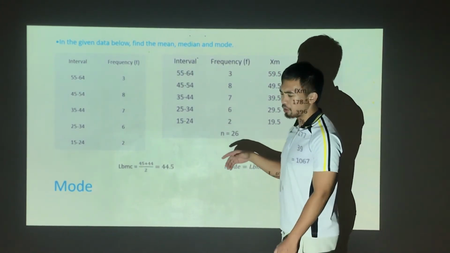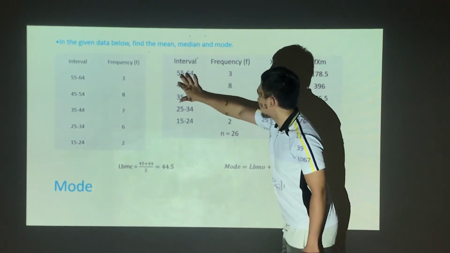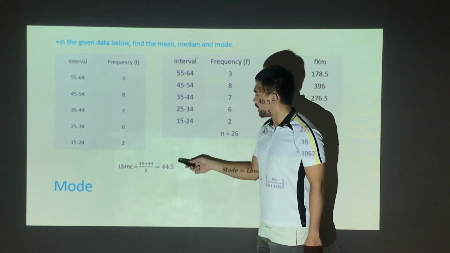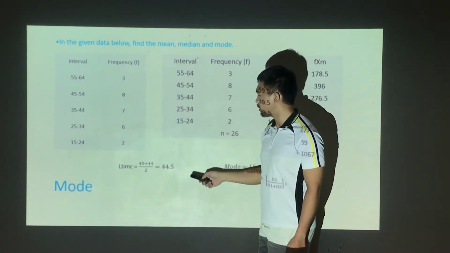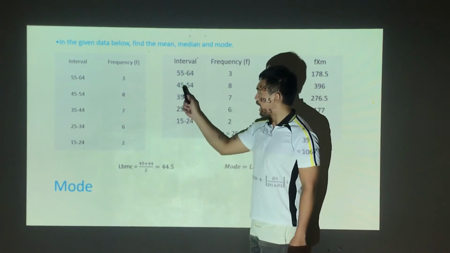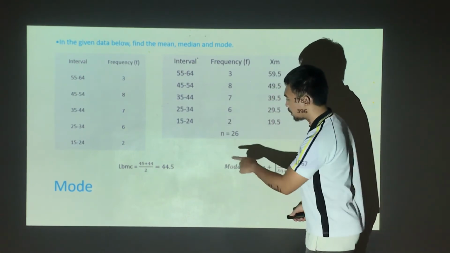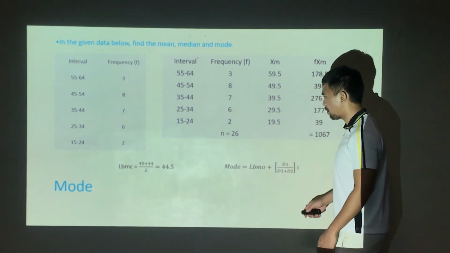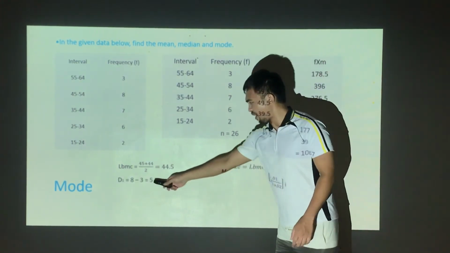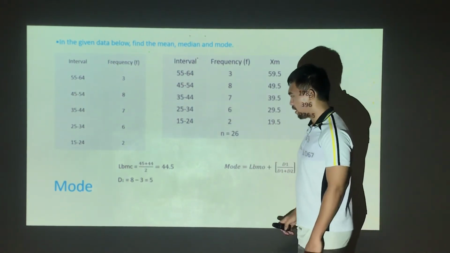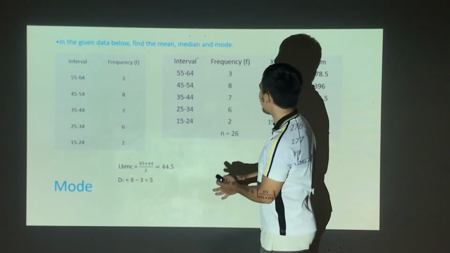As I said earlier, it would be from right here, at this portion. We will be adding this as the middle part of the given class interval. That is 44 and 45, so we just add it up: 45 plus 44 over 2, and that will give us 44.5. Same with our median, however. And D2, what do you mean by D2? How did we get 5 as our D1? We get this 8 minus 3 from here.